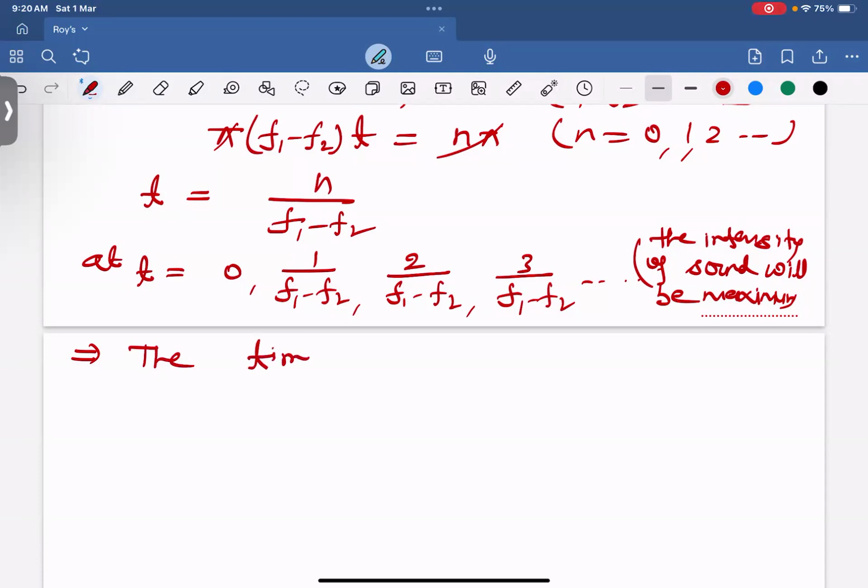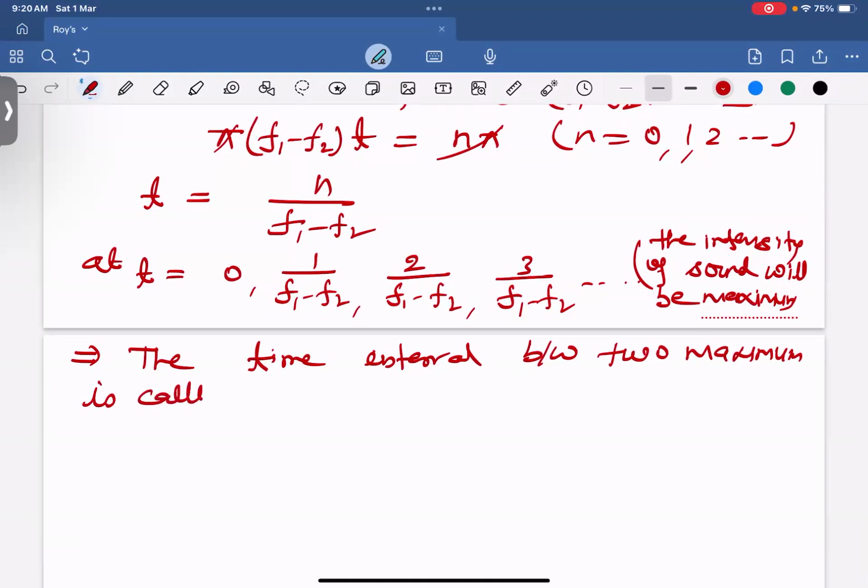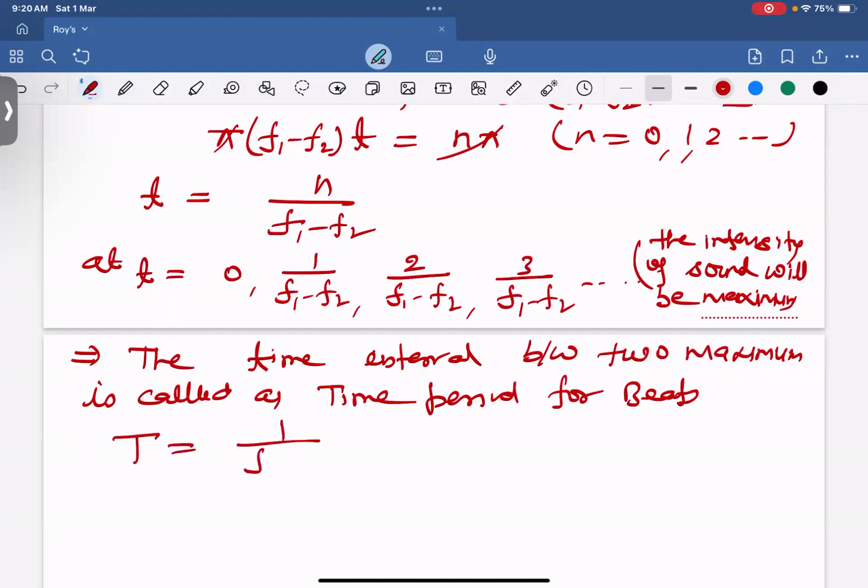Also, if you see, the time interval between two maxima is called the time period for beats. दैट मीन्स टाइम पीरियड कितना हो जाएगा, दोनों को माइनस करोगे 2 माइनस 1, 1 हो जाएगा, 1 बाय (f1 minus f2). And its reciprocal, time period का अगर आप reciprocal निकालोगे तो वो फ्रीक्वेंसी हो जाएगा, reciprocal of T.